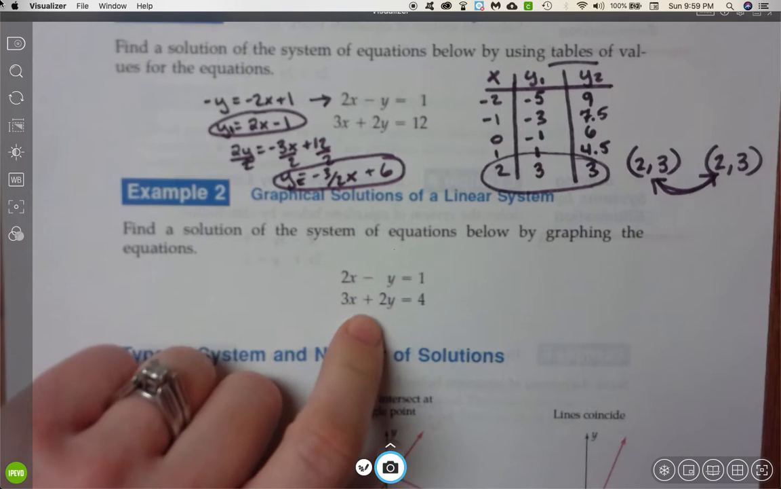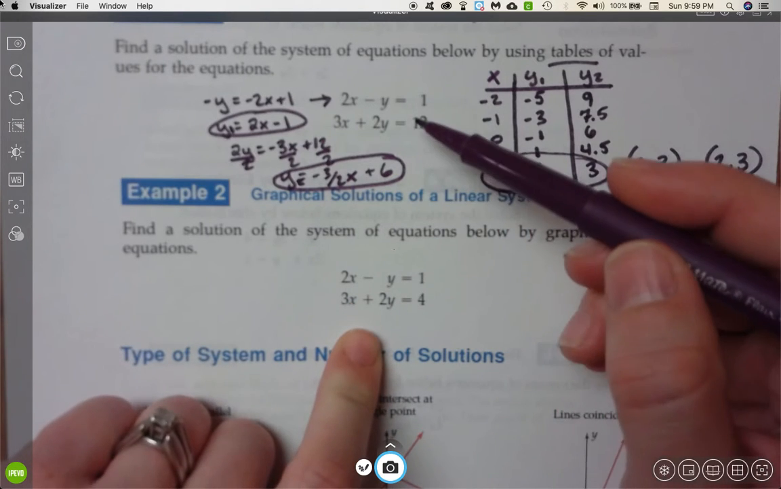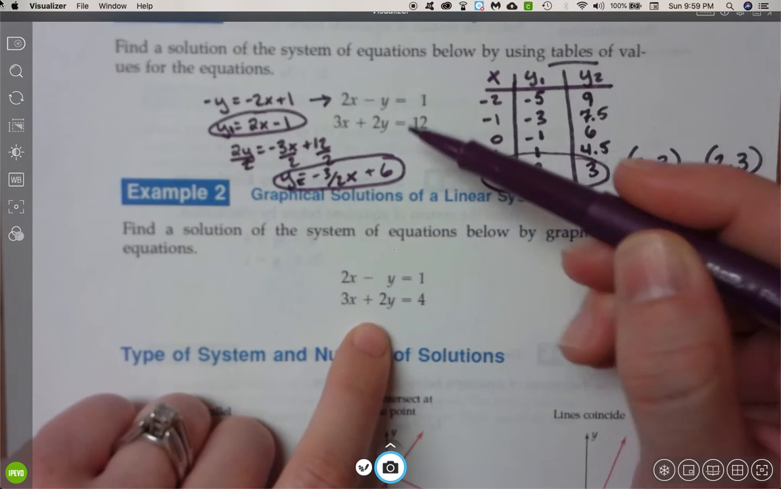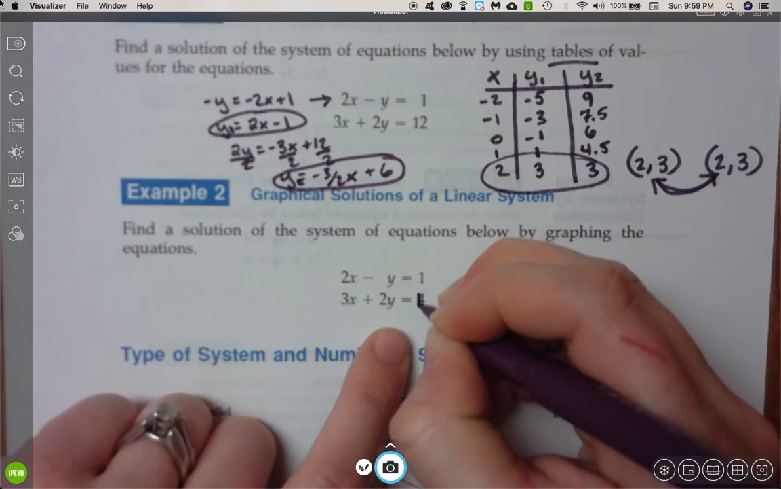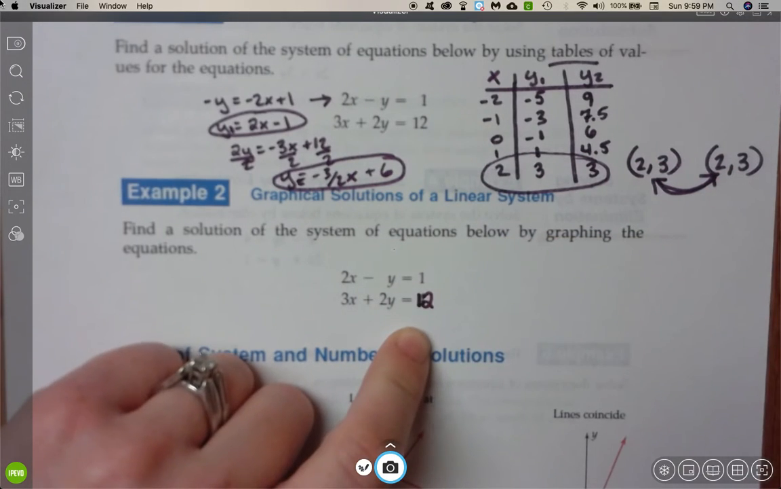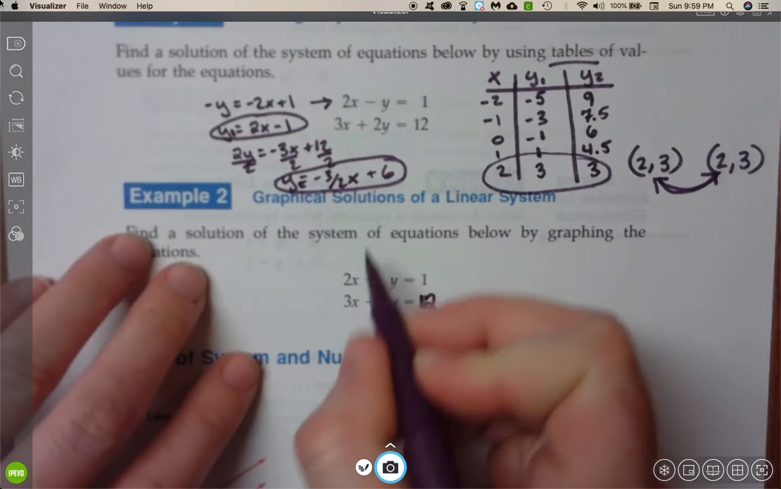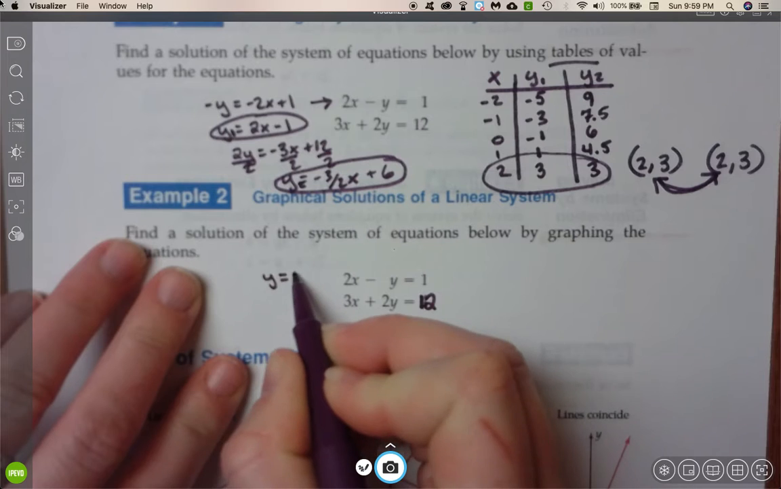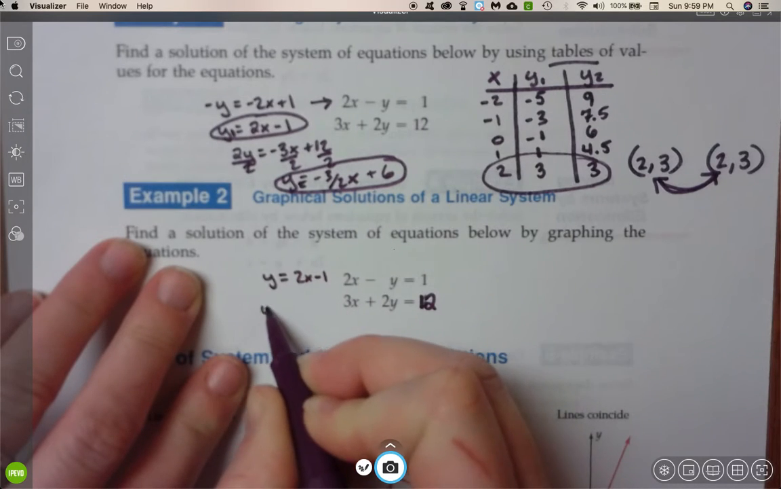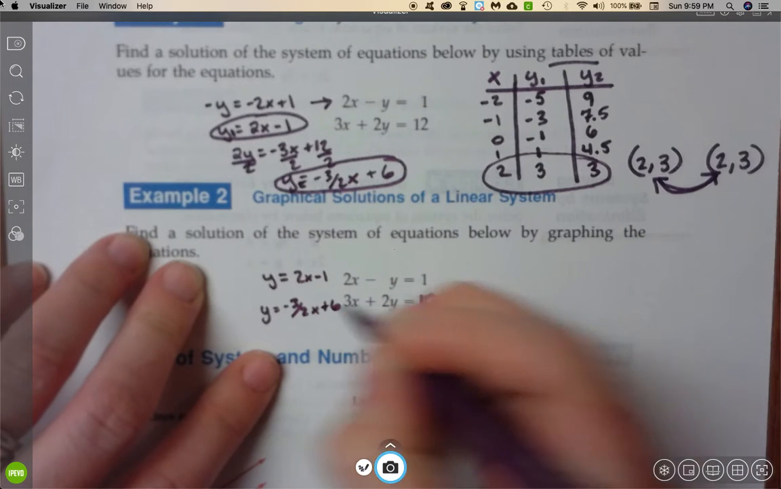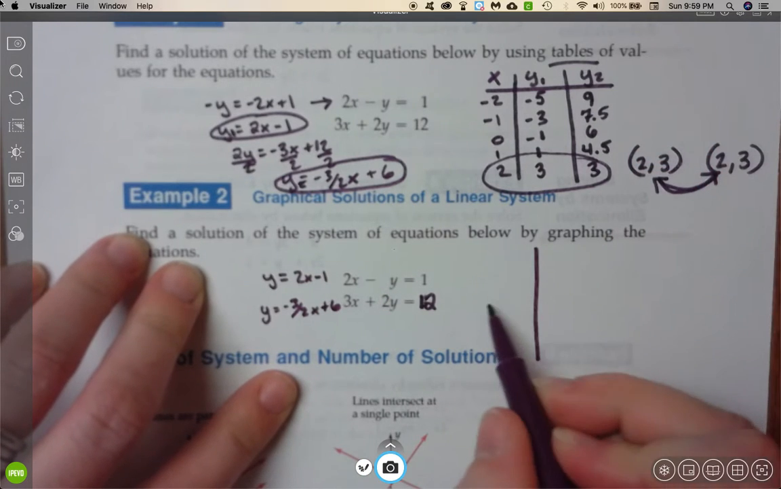They want us to graph this one, and I don't know why they changed this right here to a 4. I noticed this just a minute ago, so let's change it back to a 12. I'm going to fix that. So we're going to use those same equations again. y equals 2x minus 1, and y equals -3 halves x plus 6. So they want us to do this by graphing this time.